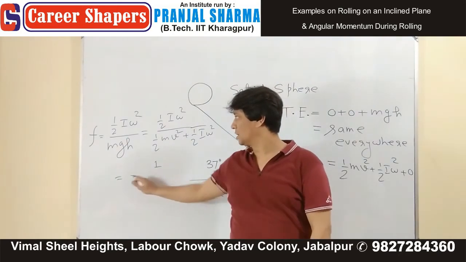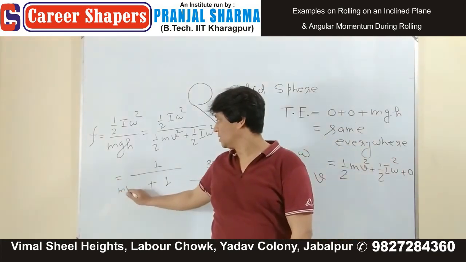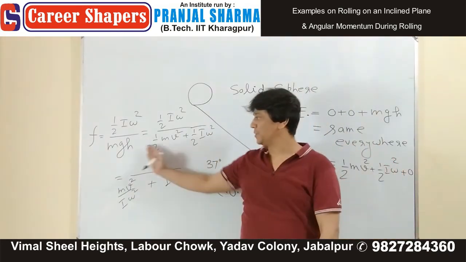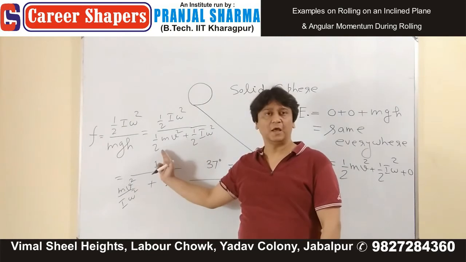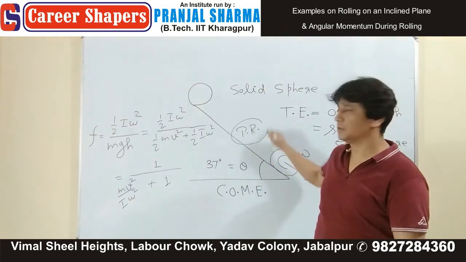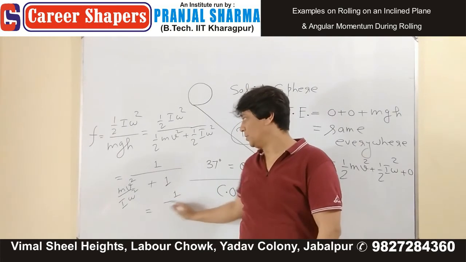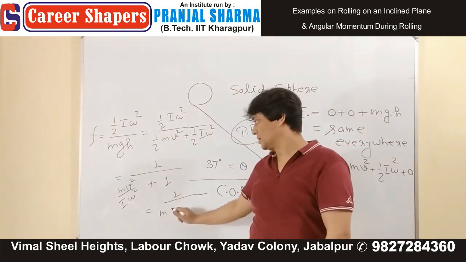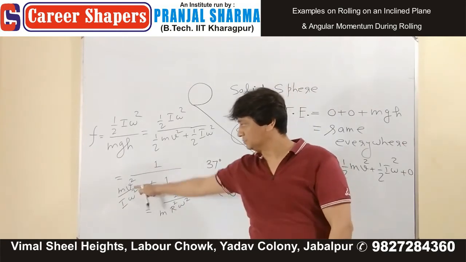What is this? This is 1 upon 1 plus something. What is here? mv square upon I omega square. Simple maths. Take half I omega square common. And what do you get? This number: half mv square divided by half I omega square. Half gone. Remember, everything is in pure rolling mode. और हमने जो लास्ट क्लासेस में चीजें करी हैं उसका फायदा लेते हैं. What is v? v is R omega, because of pure rolling. Make it R square omega square divided by I.